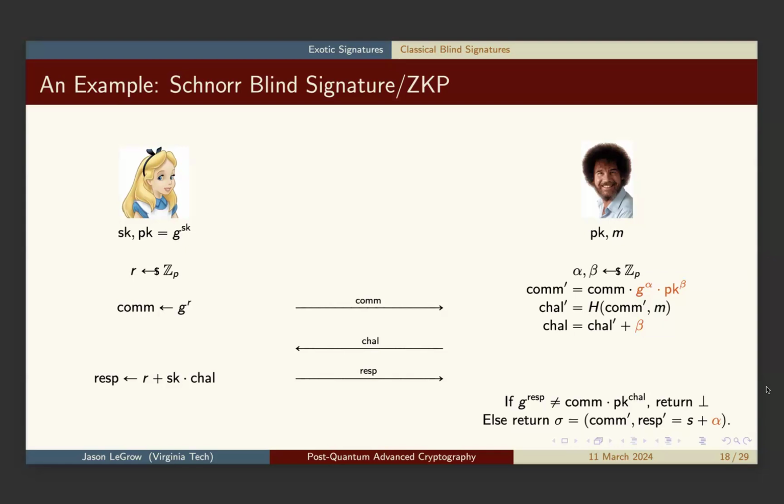So I just wanted to point out in orange here, hopefully this comes through, where the blinding aspect is coming in. So Bob is blinding the commitment. That's the first thing with the orange. He's blinding the challenge, and he's blinding the response. So all three things are sort of obfuscated by Bob.